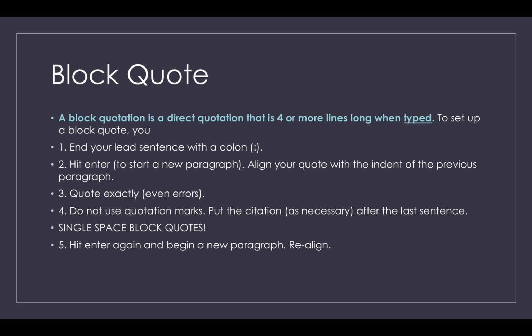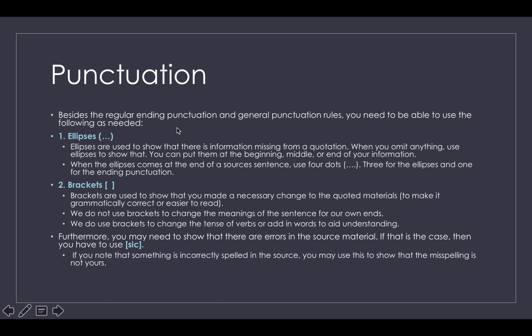Block quotes. A lot of students try to do block quotes, and sometimes they quite honestly do it just to eat up space. And you don't want to do this. You only use block quotes, and they're very rare, quite honestly, if you have 4 or more lines when it's typed out. So to do it, you end your sentence with a colon. I'm going to show you an example in a second. You'll hit enter. You'll start a new paragraph.